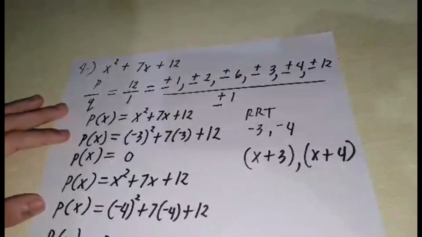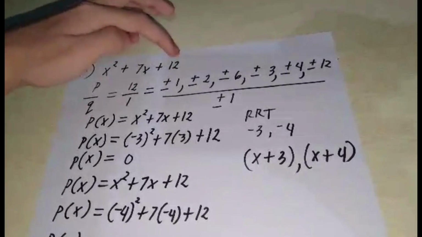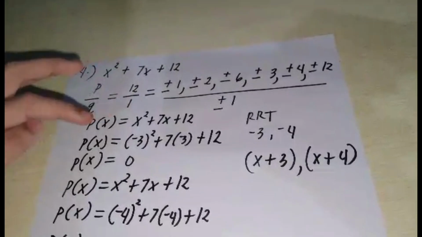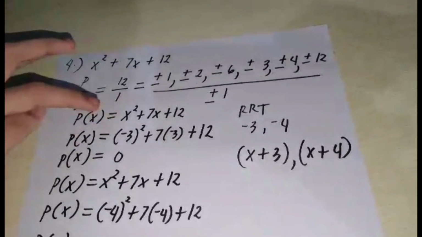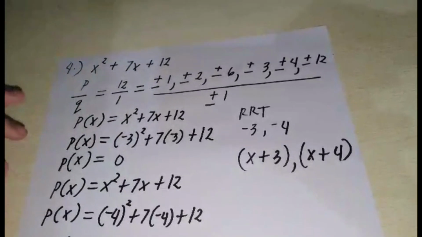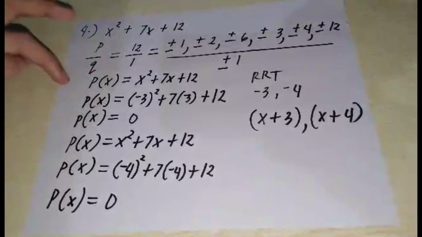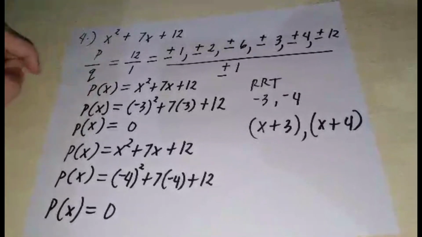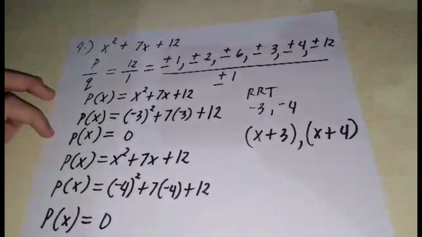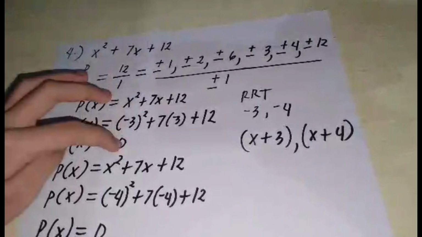So, to find the real roots, you must check plus or minus 1 to 12, to see if the answer will be 0 when you substitute into x squared plus 7x plus 12. So let's try negative 3. First, write the problem, substitute negative 3, and compute. The answer must be 0.